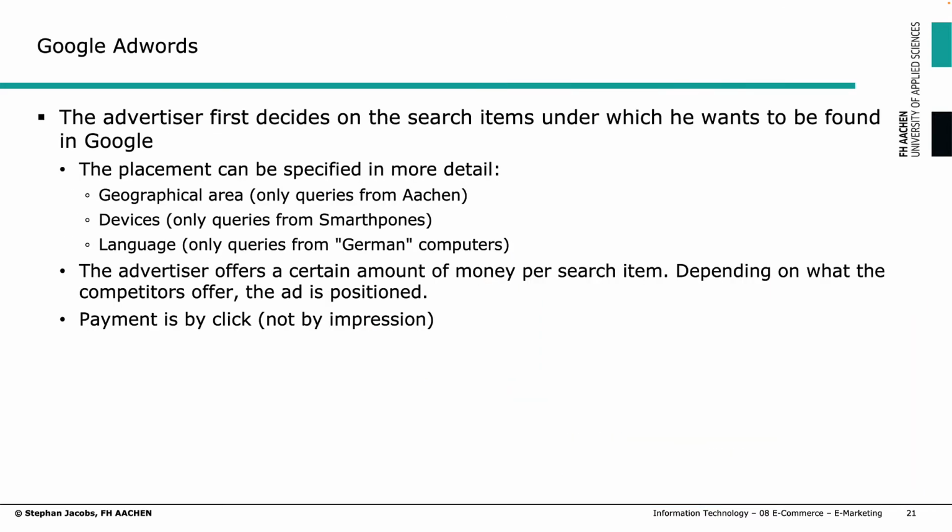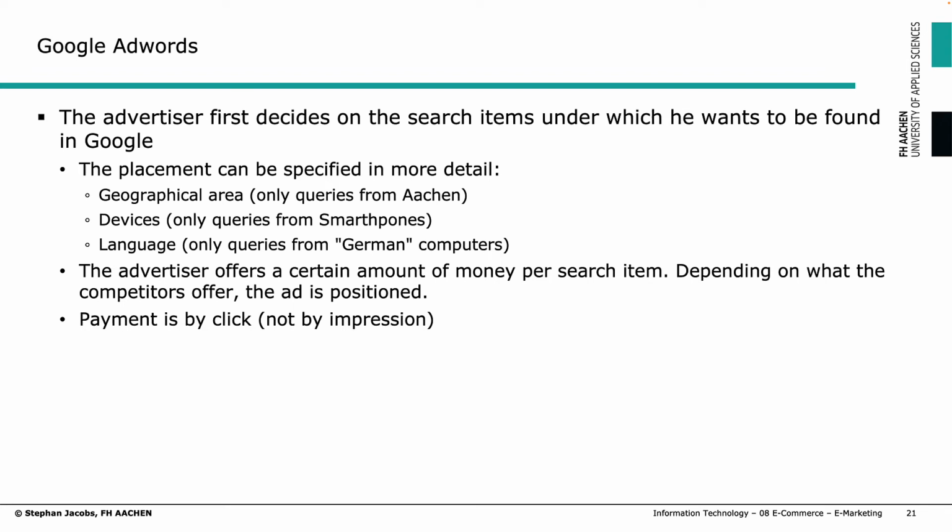So how does this work? If you would like to have an ad on Google, you have to first decide under which term, under which search item you would like to be found. So for example, if you would like to sell washing machines, then you could think about the term washing machine, you could think about washing machine selling, washing machine best price, and so on and so on. So the first thing is really to find out what are the terms you would like to compete for with others.